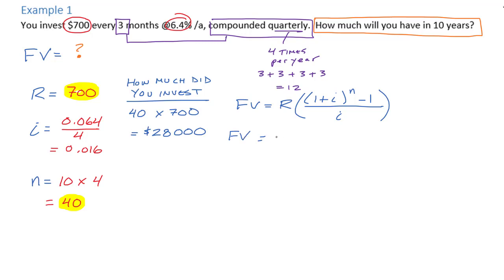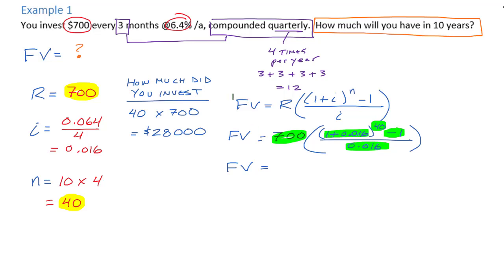My future value is going to be $700, that's my regular payment, times 1 plus that interest rate divided by 4, which is 0.016, to the power of 40 payments. Then we subtract the 1, and divide it by that interest rate again, and then multiply by 700. I won't bore you with me pushing calculator buttons. Let's just review the order: 1 plus 0.016 to the power of 40, then subtract 1, then divide by 0.016, and then times 700. Try that out in your calculator and see if you get the same as me.